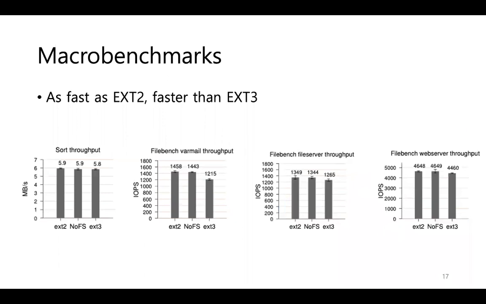Again, they put the file systems through a number of macro benchmarks, but they don't really look much different than the micro benchmarks. So we have NoFS being as fast as ext2 again, and in some cases faster than ext3.